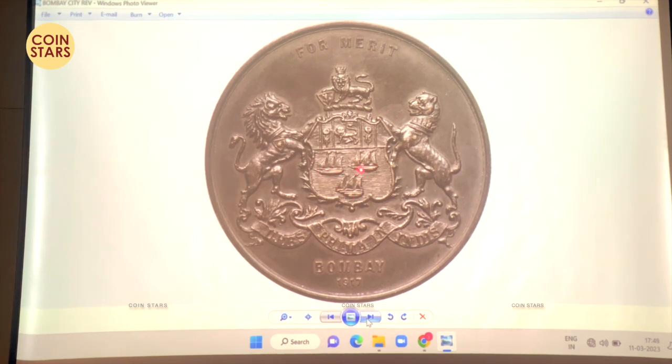Sail ships are there. A lion with a crown on top, and the slogan is written in Latin. It reads Urbs Prima in Indis, that is premier city in India. 1917. Next.